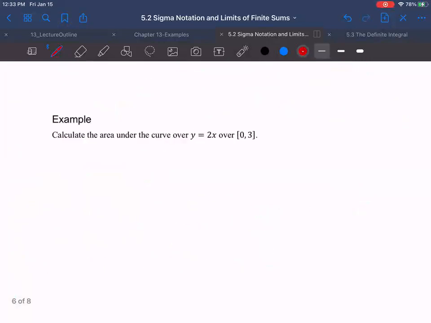It says calculate the area under the curve y equals 2x from 0 to 3. So let's take a look at this graph, going from 0, 1, 2, 3. This is the graph y equals 2x. What kind of a graph is that? Straight line, right? So this has a straight line with a slope of 2. So we're just going to end up with this kind of a shape.